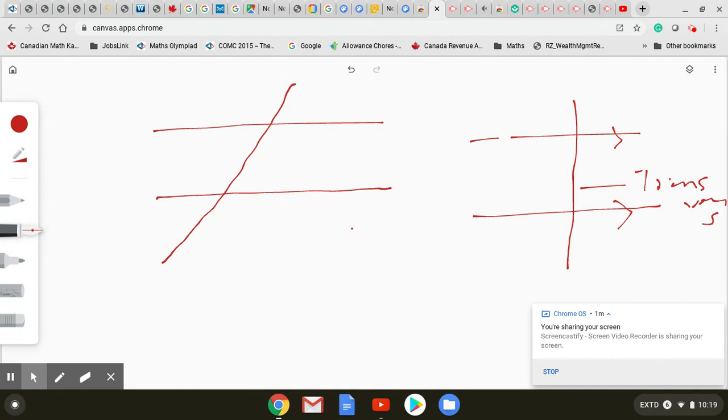So what happens when a transversal intersects parallel lines? It forms different angles and they're related. That is what we are going to see next.